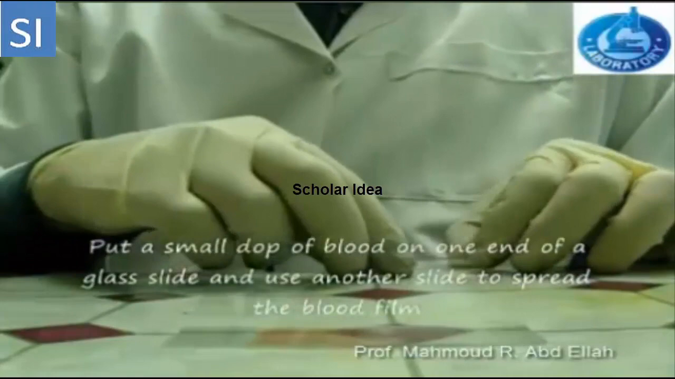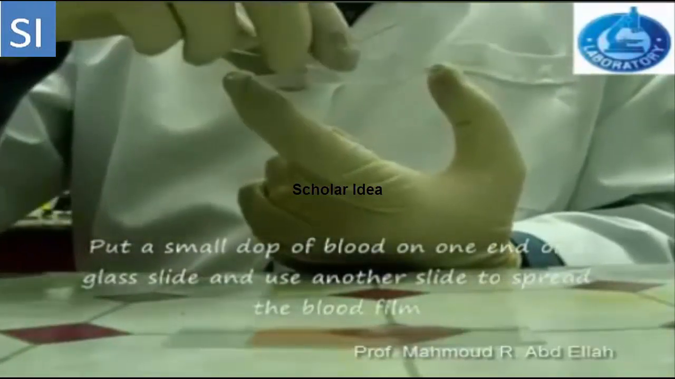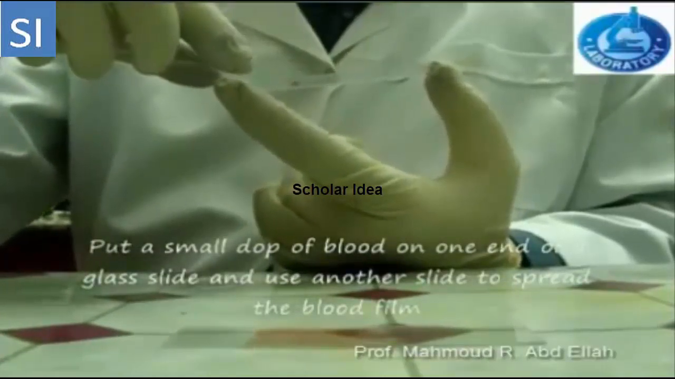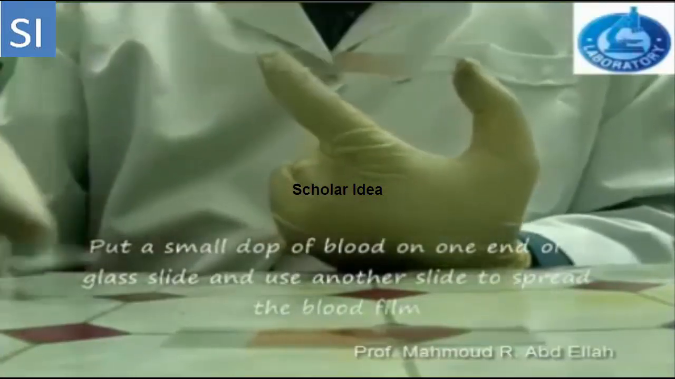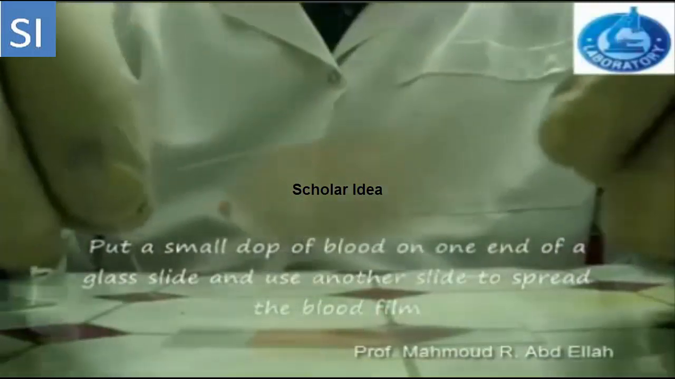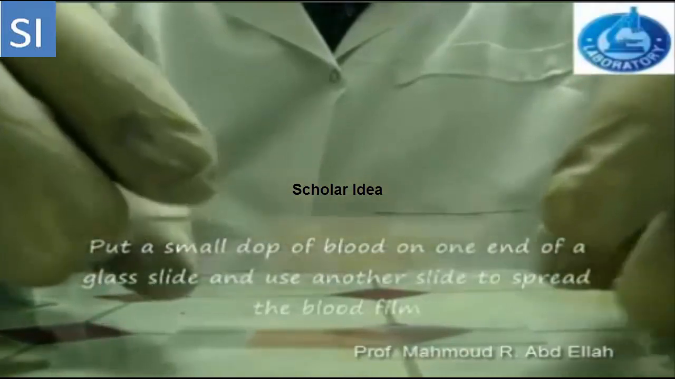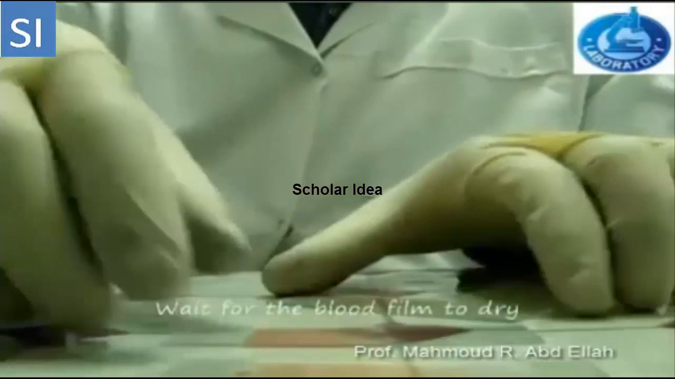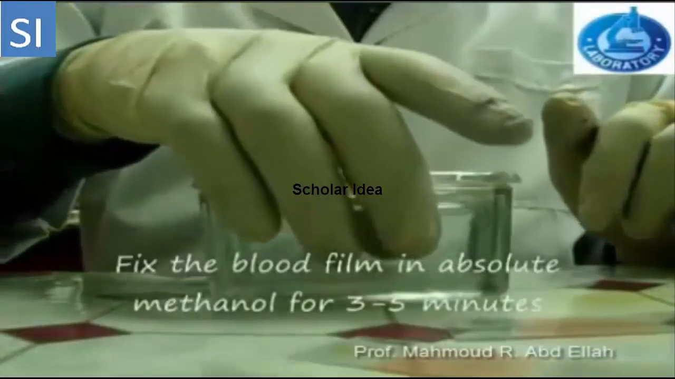After spreading the blood film, allow it to dry, and then identify the blood film by labeling the thick end of the film. It is better to make more than one blood film to permit thorough examination. After drying, the blood film is fixed in absolute methanol or absolute ethanol and allowed to stand for 3 to 5 minutes.